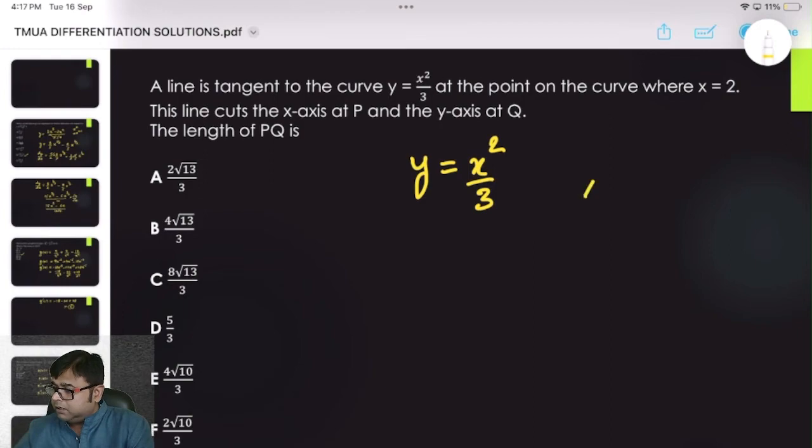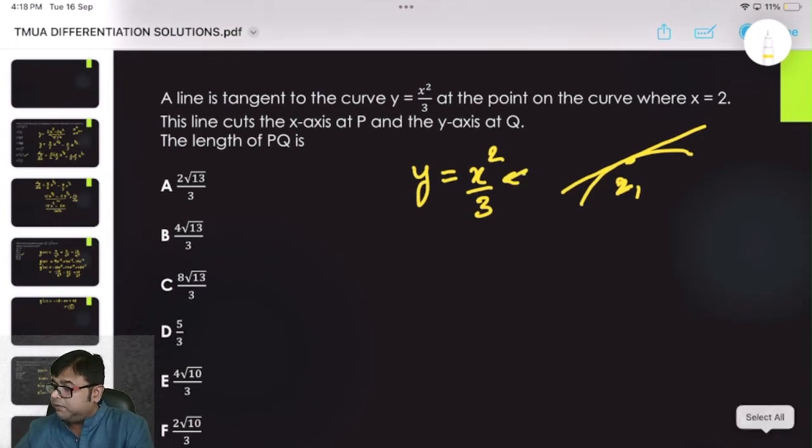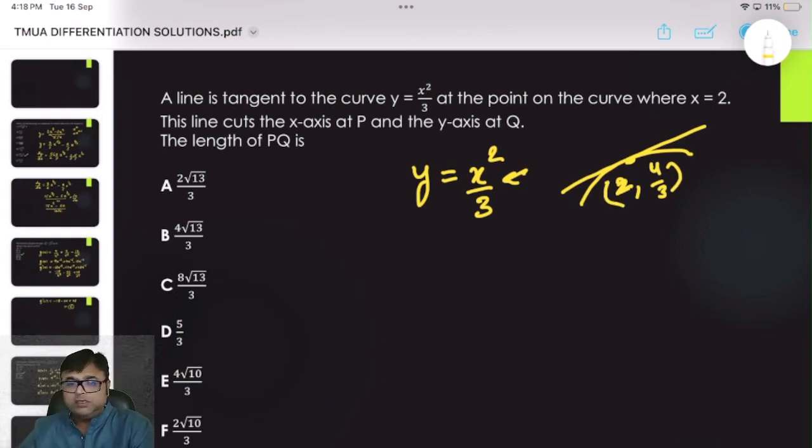Now it's like this, right? And tangent. So the x coordinate of this point is 2. So this also lies on the curve. So I can also find the y coordinate by putting it here. So it gives me 4 by 3. So the point that I have where the tangent is, is 2 comma 4 by 3. Right. Now I have to find the equation of the tangent.